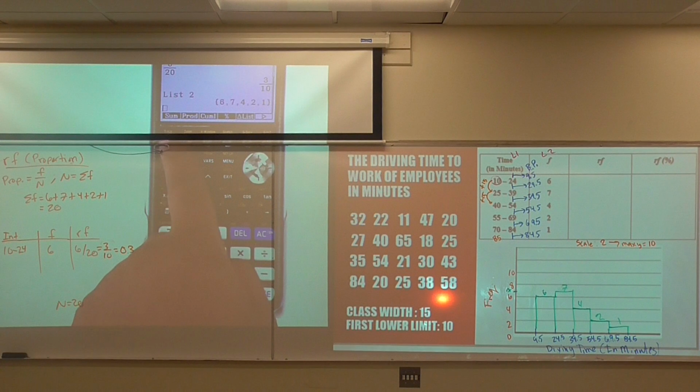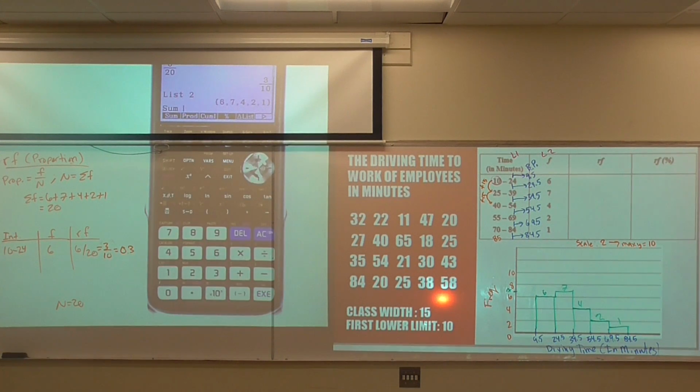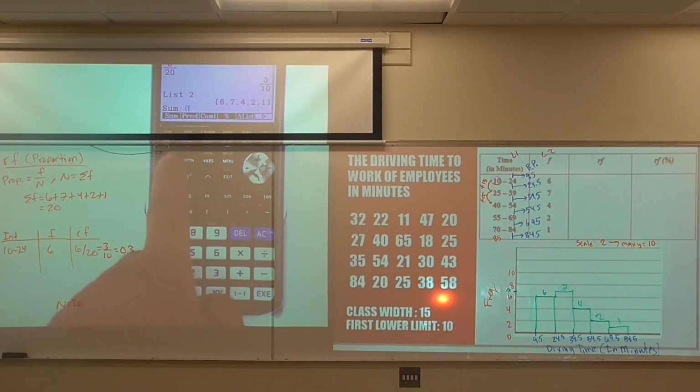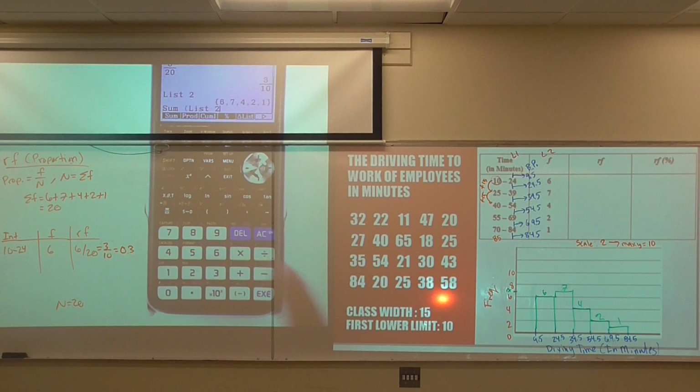So when I hit sum, now I'm going to put the list, but put it in parentheses, okay? You have to make sure you put it in parentheses. So parentheses, shift list, and 2. That's where this is coming from. And when I do that, there's my sum. Pretty interesting.